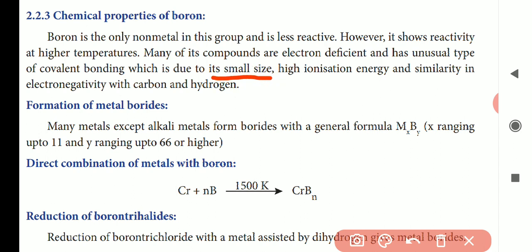Boron has the highest ionization energy. Similarly, the electronegativity value of boron is similar to that of carbon and hydrogen. Listen here, why does boron make an unusual type of covalent bonding? It is a very important 2-mark or 3-mark question. What is the reason? It has a very small size. We know that as we move down the group, atomic and ionic size increases. Then it has the highest ionization energy, and a similar electronegativity to carbon and hydrogen.